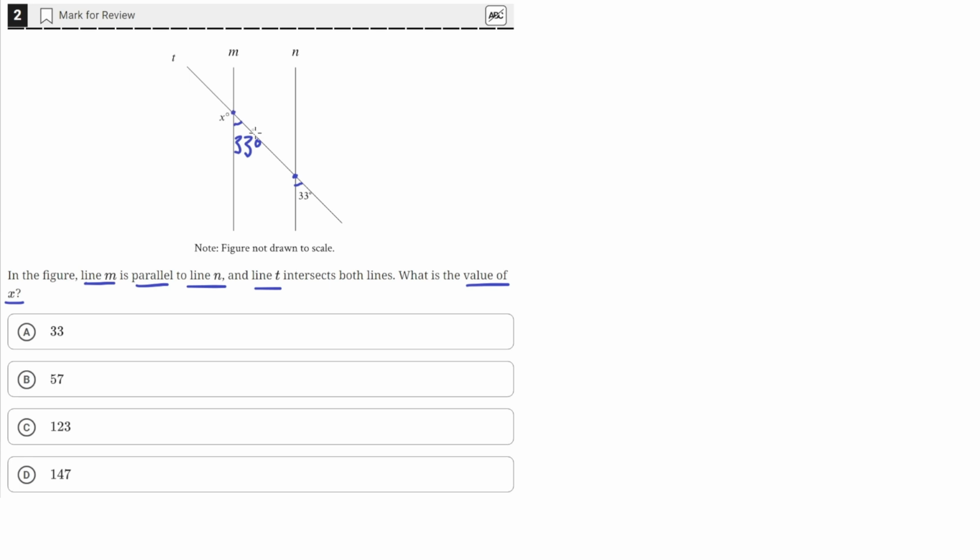Since this is a straight line here, the total angle of this straight line is 180 degrees. And we know that this part is 33 degrees. So the x degree angle here has to add up with 33 to equal 180. So x plus 33 has to equal 180, because this right here is a straight line, and the angle x and the 33-degree angle form this straight line.